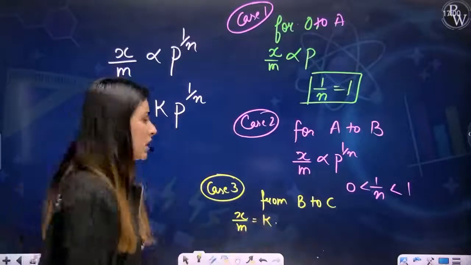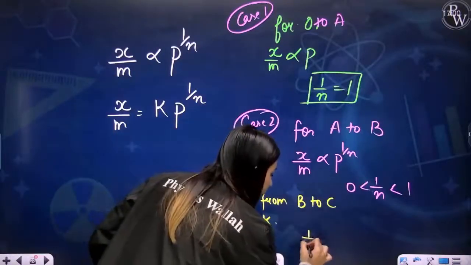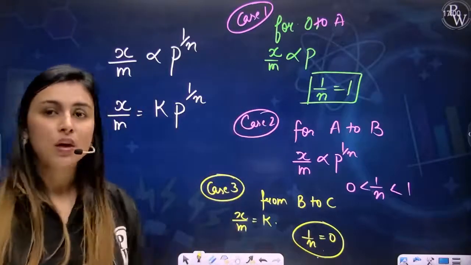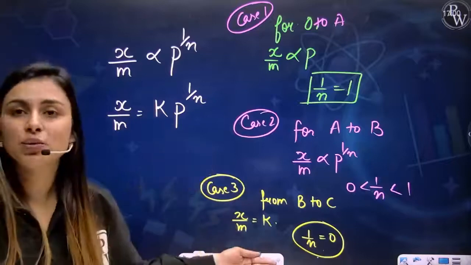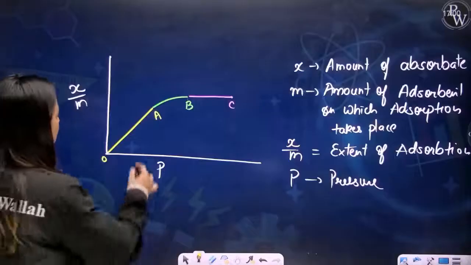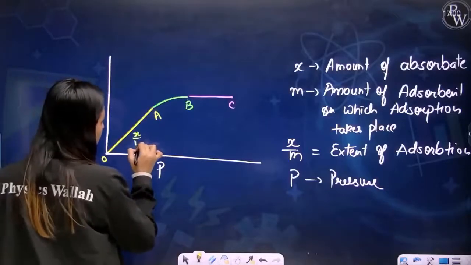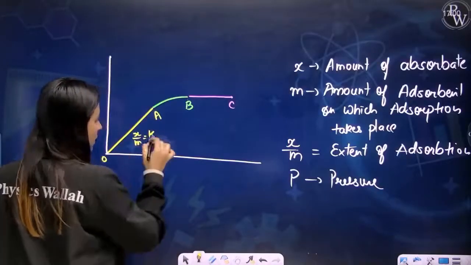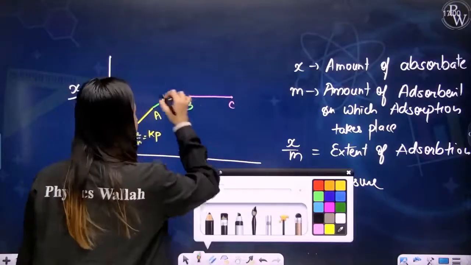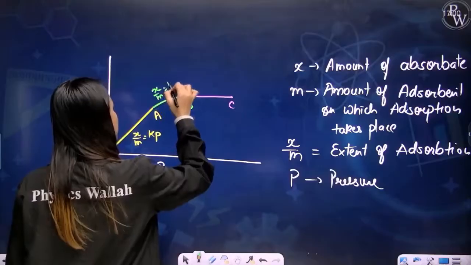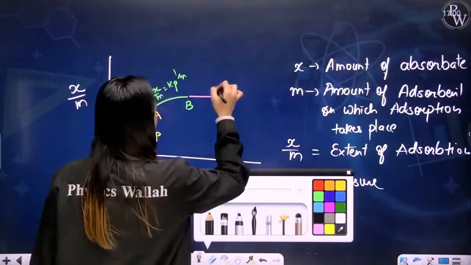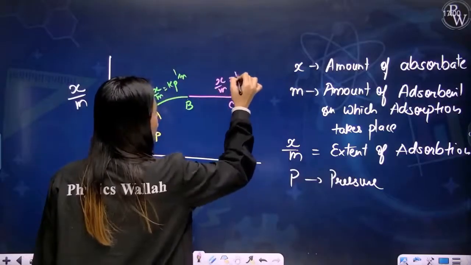Okay, right? So for this time, I can say that your 1 upon n is actually equal to 0. So this is how he gave the values for different plots. Now I can say that for this part, x upon m is equal to kp power 1. For this part, x upon m is equal to kp power 1 upon n, and for this particular part, x upon m is equal to some constant k.